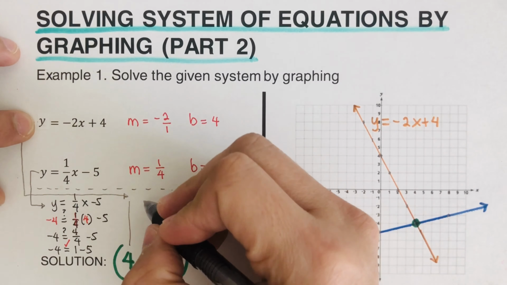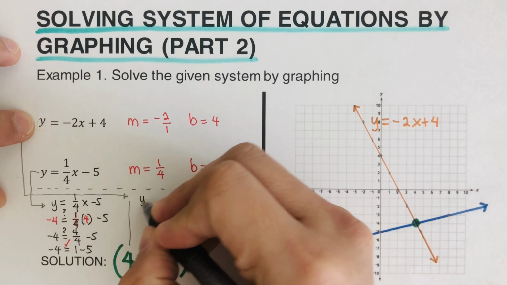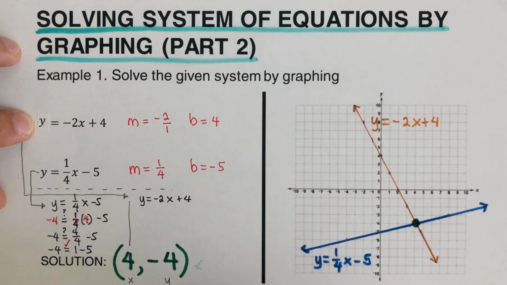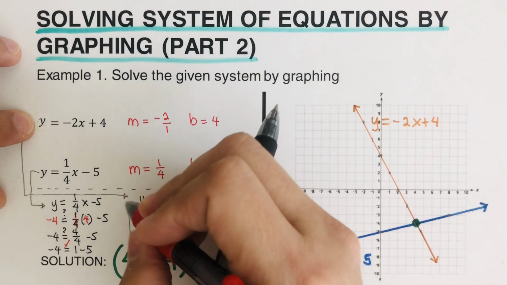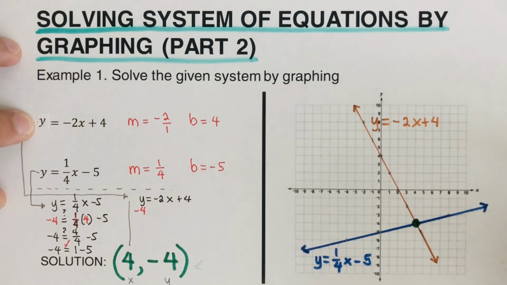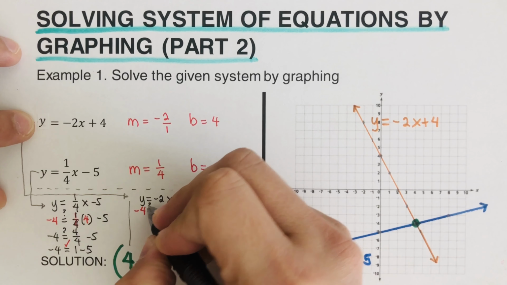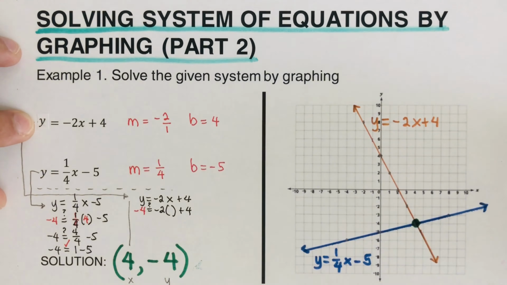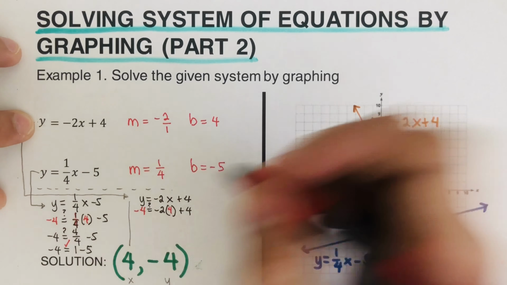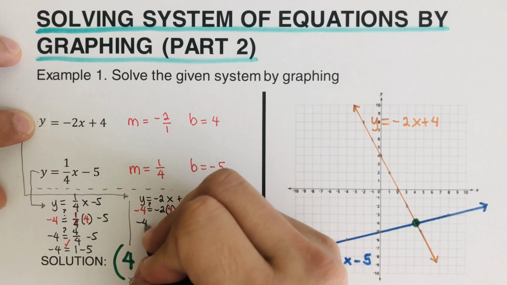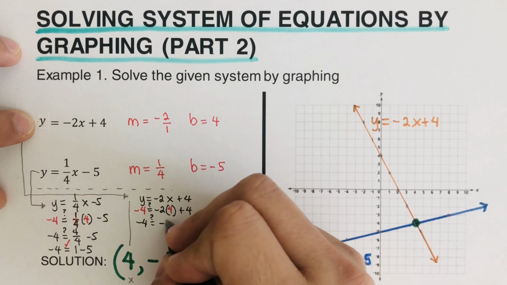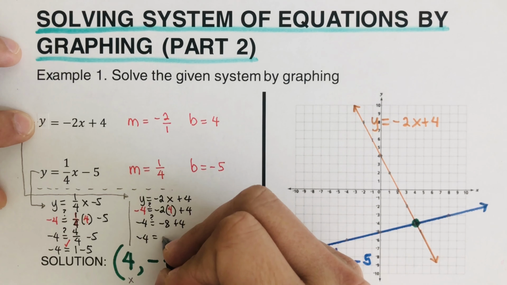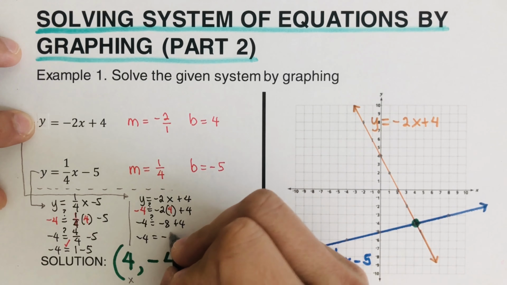So the equation again is y equals negative 2x plus 4. And this is the x and the y. So the y is negative 4. We're not sure of this one yet, so I'm just going to put a question mark there. That's negative 2 times, again, the x is positive 4. So this would come out negative 4. Is that equal to negative 8 plus 4? So negative 4 is equal to negative 8 plus 4, which is negative 4.